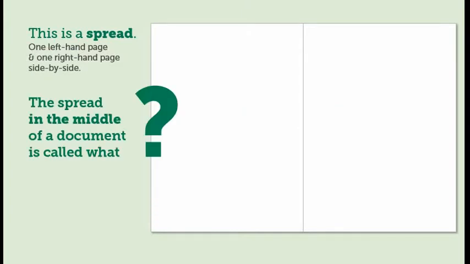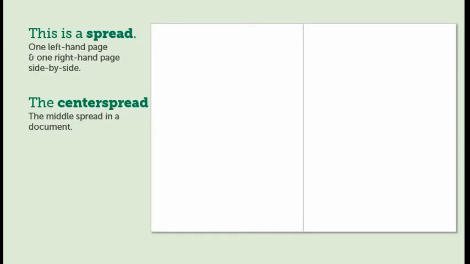And then there's a special term for the spread in the very middle of a document. Does anyone know what that one's called? It's called the center spread. The center spread is like the premier spread in a document because that is the place where the artwork is seamless. It goes all the way across the piece of paper. It's not like broken up onto a few different pages. You're not worried about the spine getting in the way. And when you're talking about things like magazine publishing, the center spread costs more to advertise in than a spread in any other part of the magazine. So it's a very premier spot.